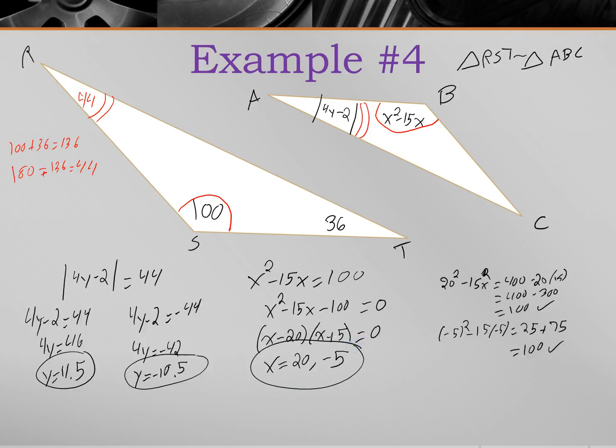Okay, so when you solve these, you should be getting y to equal both 11.5 and negative 10.5. And then x should equal 20 and negative 5. Again, don't forget with your absolute values, you must set the inside expression equal to the positive and negative results. So that's why it equals 44 and negative 44.